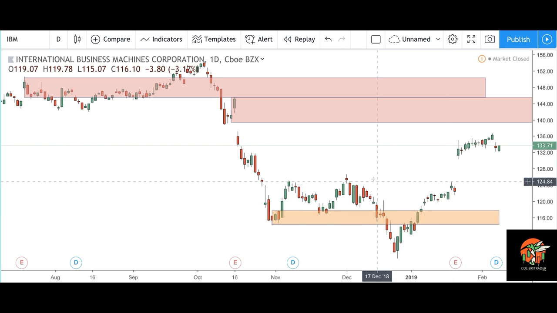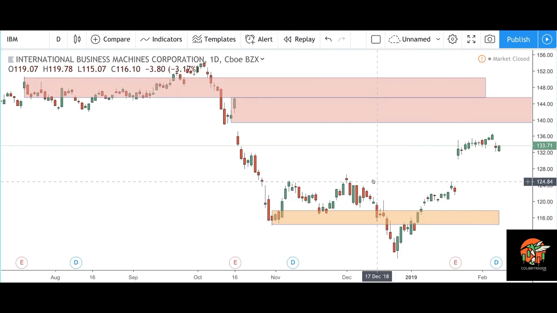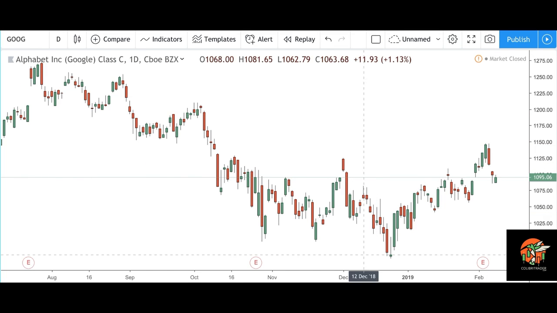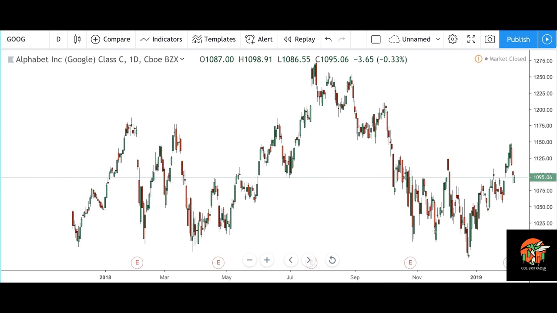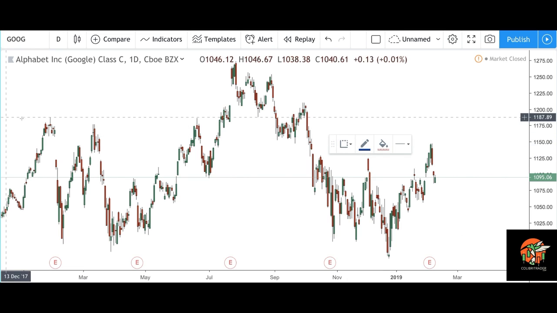Okay, guys, so let me check another. What else can we check? Let's see. Google. What can we see here? Again, a very similar scenario. You have this demand area here. Just give me one second.